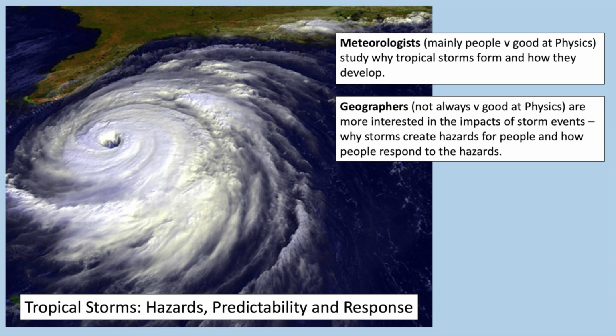First up, if you're really keen on tropical storms and you want to study them in great detail, you're best off being a meteorologist or a weather forecaster. They are people who are often quite good at physics and they study tropical storms in detail. What geographers study more is how storms affect people. So we're very good at looking at the impacts of storm events, the hazards, how people respond. We're not always so good at the physics.